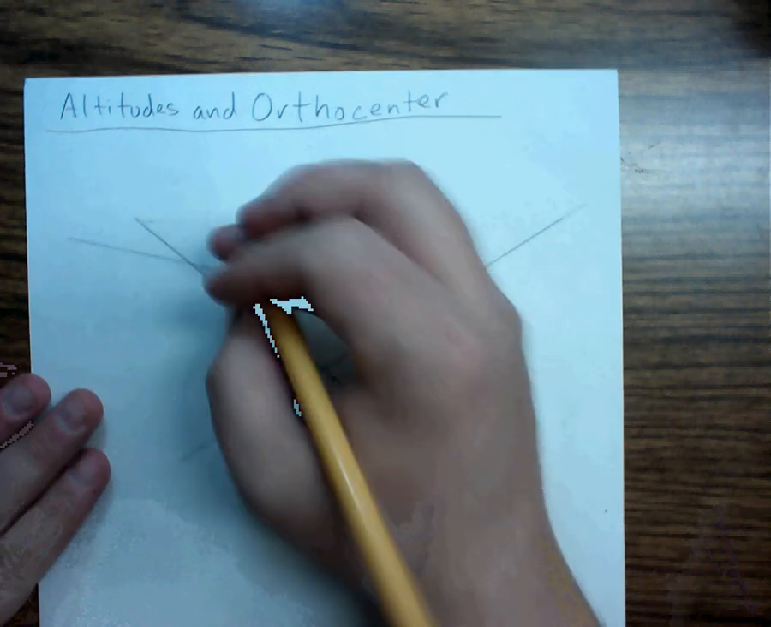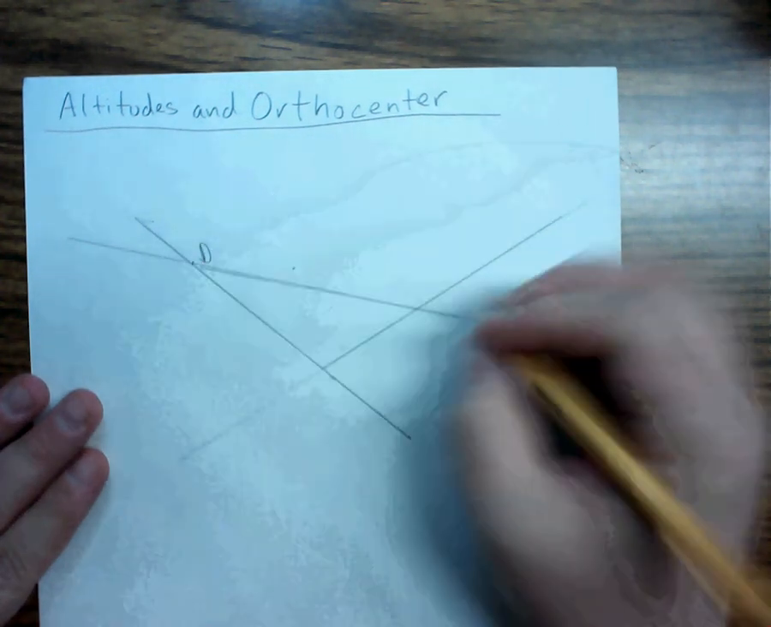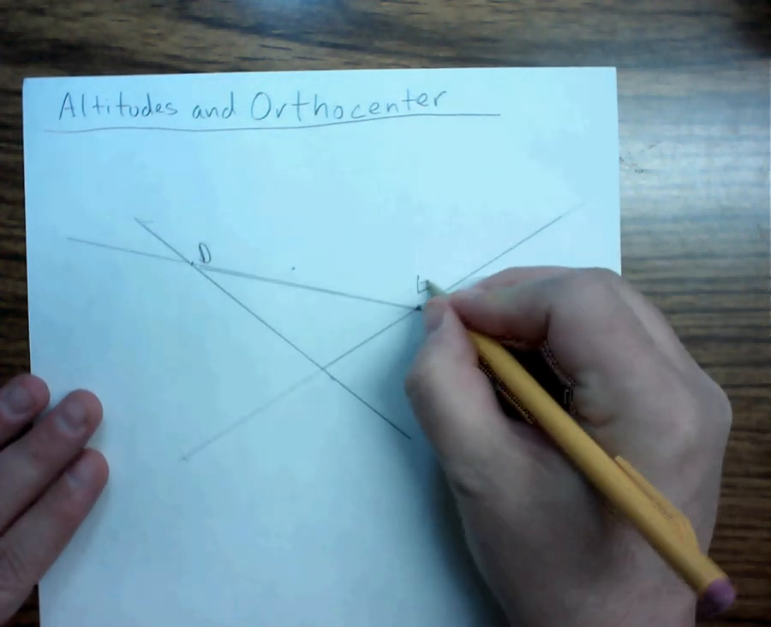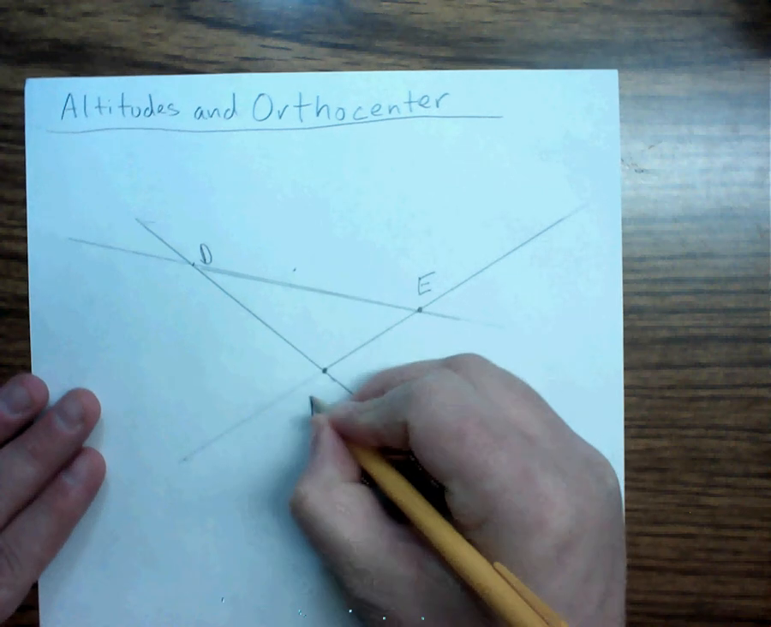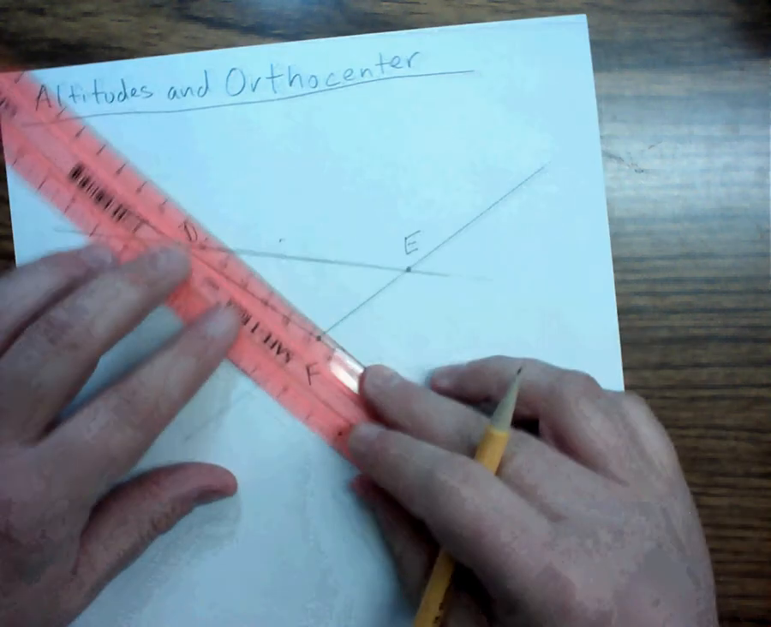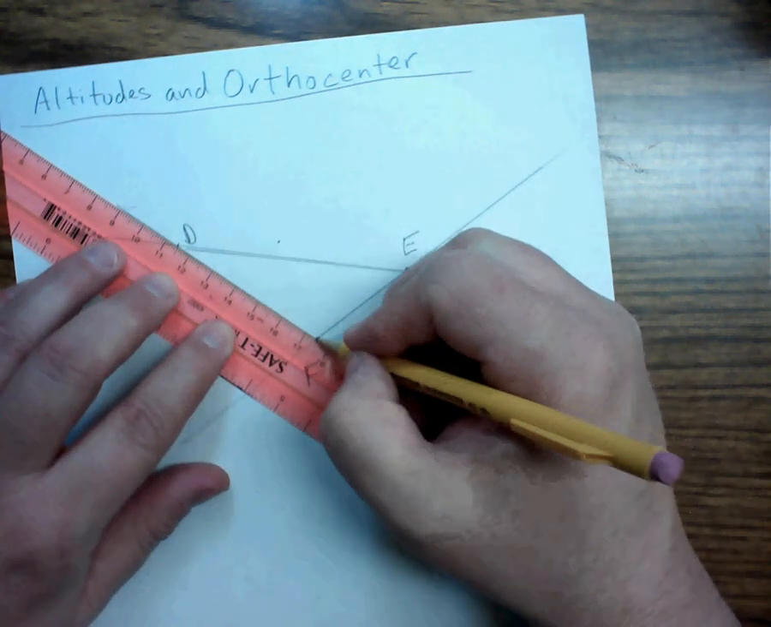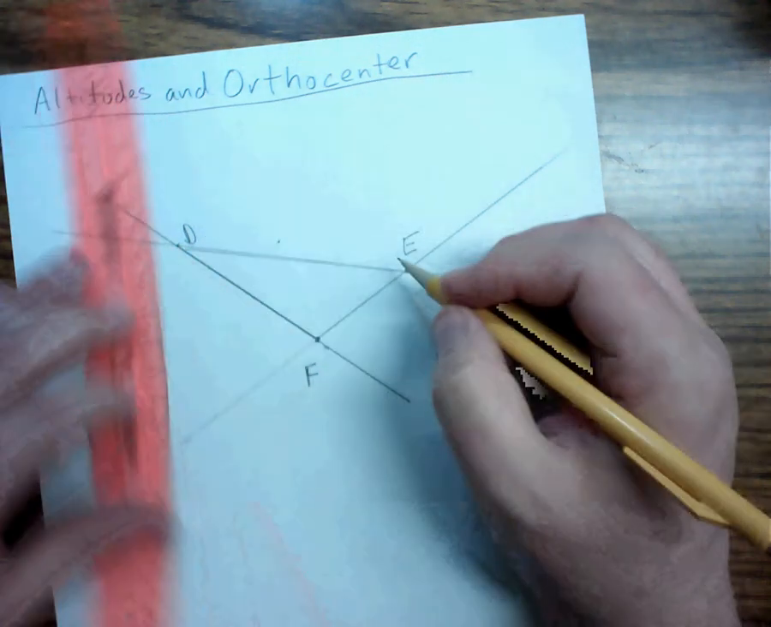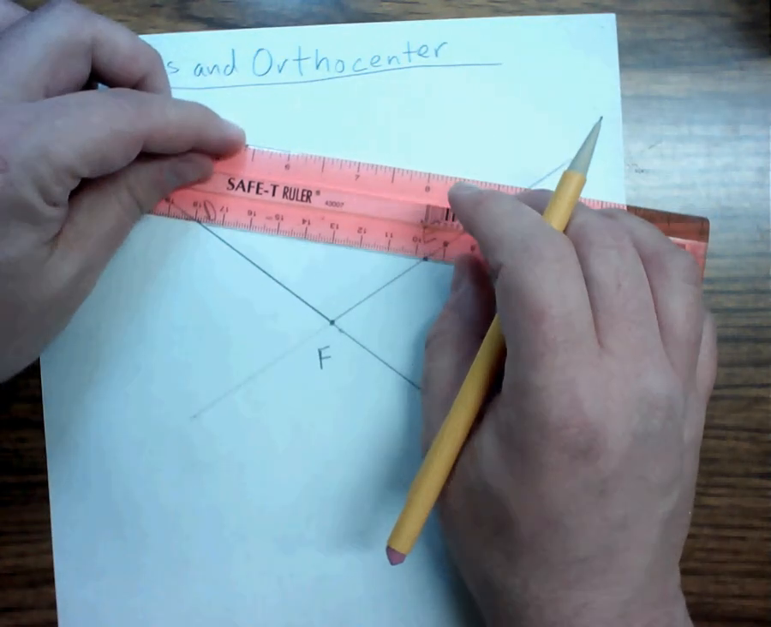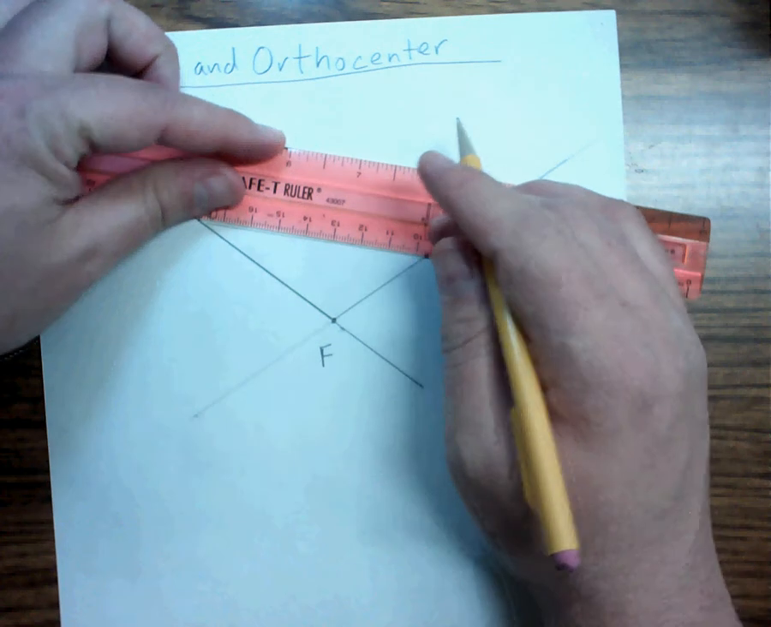Let's call this point here D. Let's call this point E. Let's call this point F. And then I'm going to darken the actual triangle so that you guys can clearly see what our triangle is.